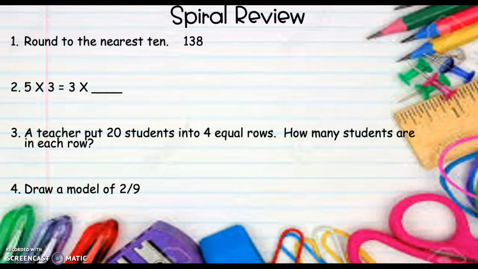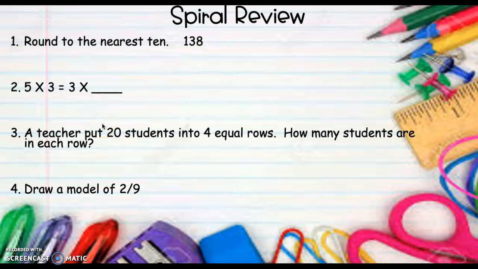All right, so for your spiral review today, we're just going to do 4 problems like we've been doing all week. And your first problem is focusing on rounding to the nearest 10. The number that you're rounding is 138. So you're going to look at this number and you're going to decide, are you going to round up to the nearest 10 or round down to the nearest 10.